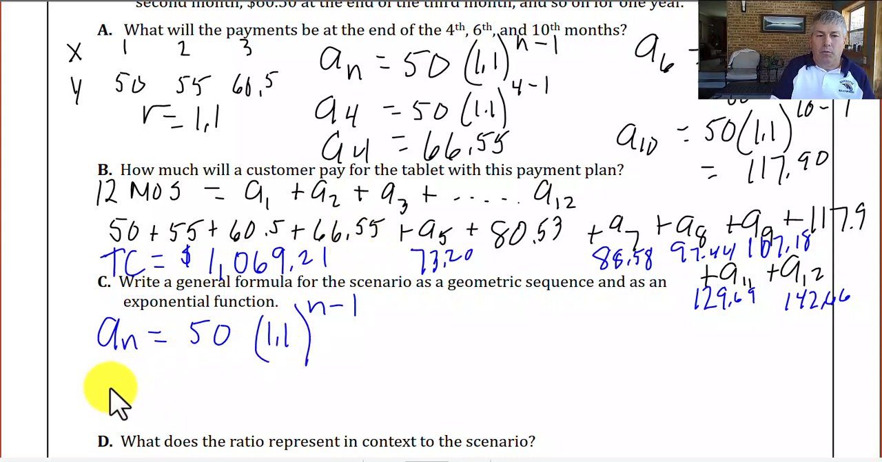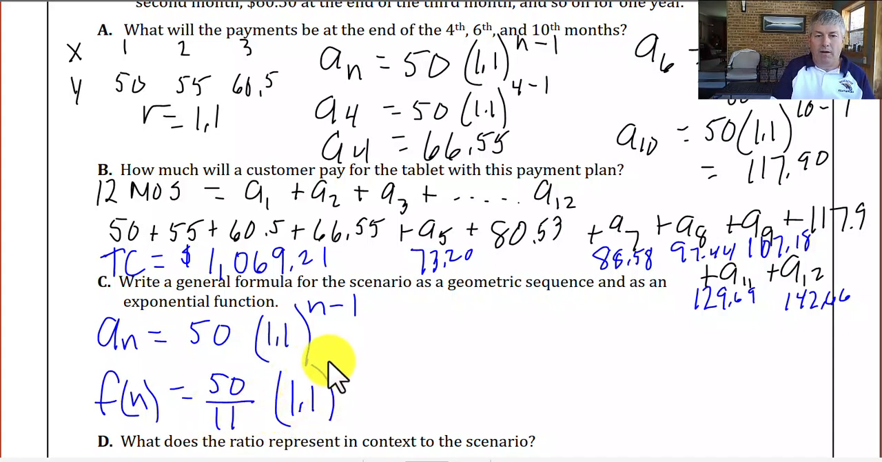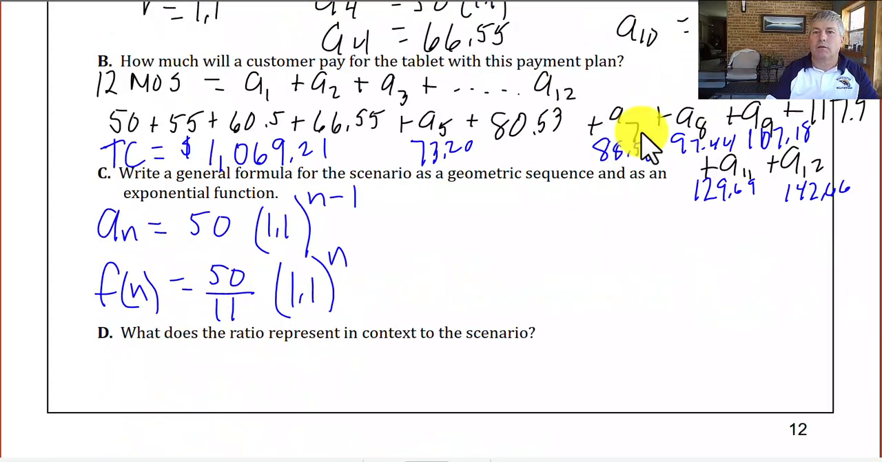Now we could also put this in function notation, and so that means we're going to use like the 0th month. So it ends up being 50 divided by 1.1 times 1.1 raised to the n. Now instead of n minus 1, it's raised to the n, because dividing by 1.1 is going to give us the previous value to the $50.